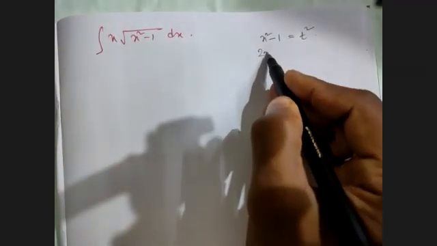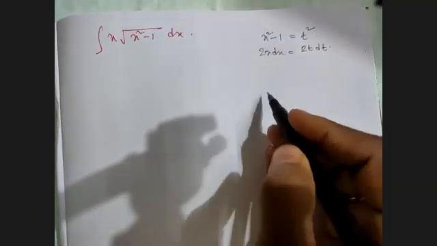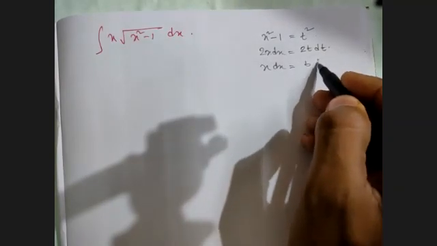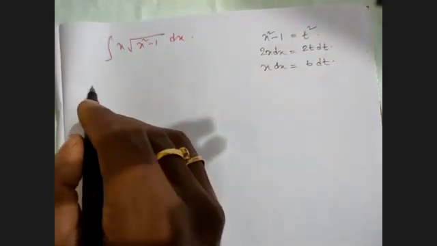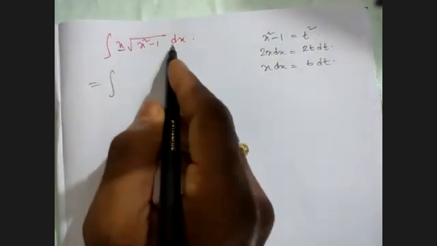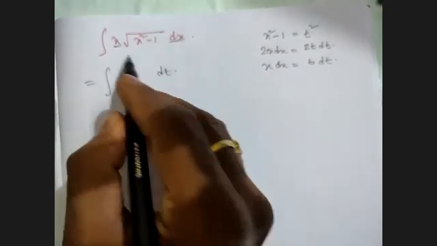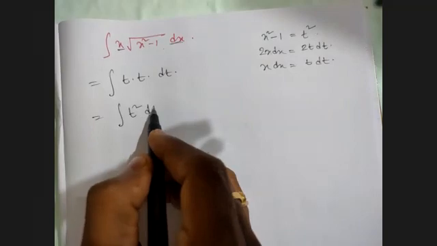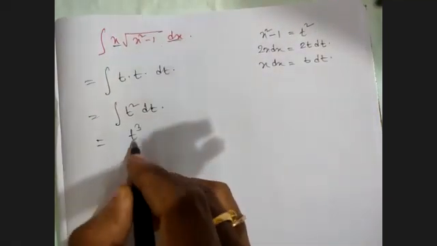Here you will get 2x dx equals 2t dt. That means x dx equals t dt. So here in the place of x dx, you have t dt. And root under x square minus 1 means t. So ultimately you are getting integration of t square dt, that is equals t cube by 3 plus c.